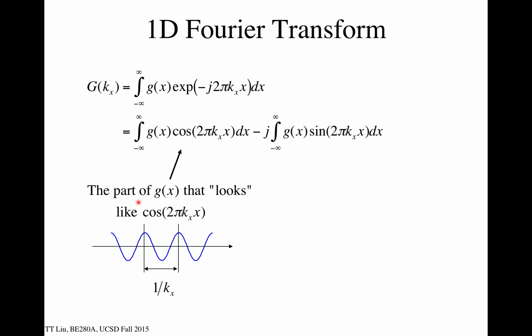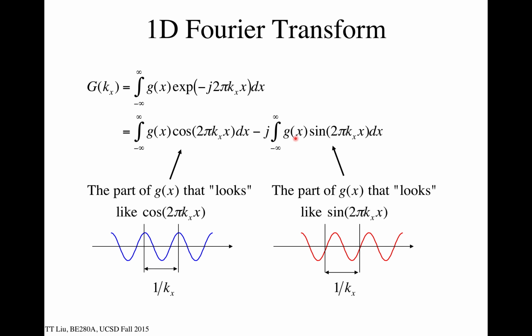And so it's this part of the Fourier transform, the part of this oscillating signal that looks like a cosine, and this part of the integral, this whole thing here, is the part of this signal that looks like a sine. Right? So it's just shifted by a phase shift.